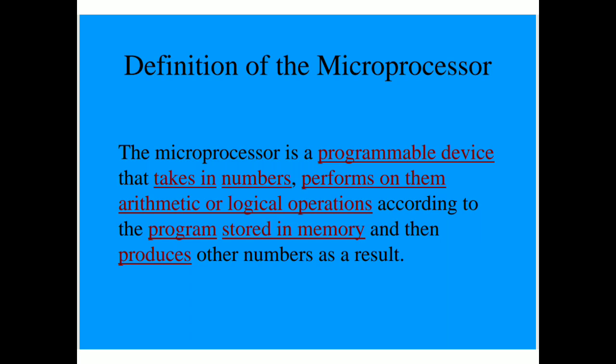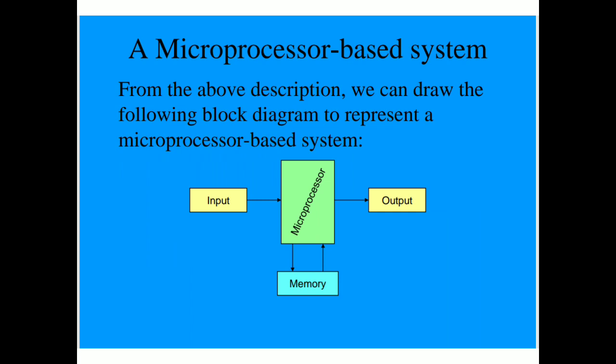Here it means for the user to see the result of the execution of the program, the results must be presented in a human readable form. The results must be presented on an output device. This can be the monitor, a paper from the printer, a simple LED, or many other forms. So from the above discussion, we can draw the following block diagram to represent a microprocessor based system.